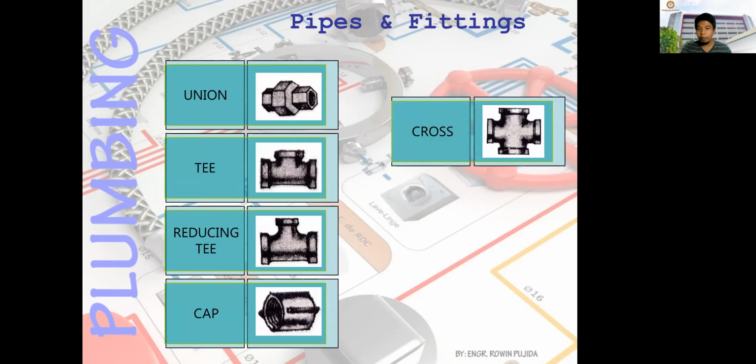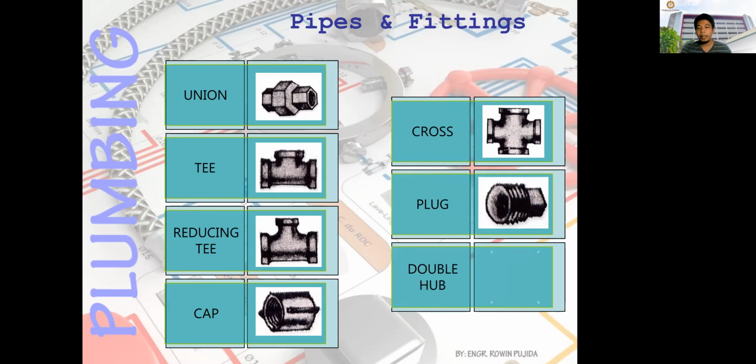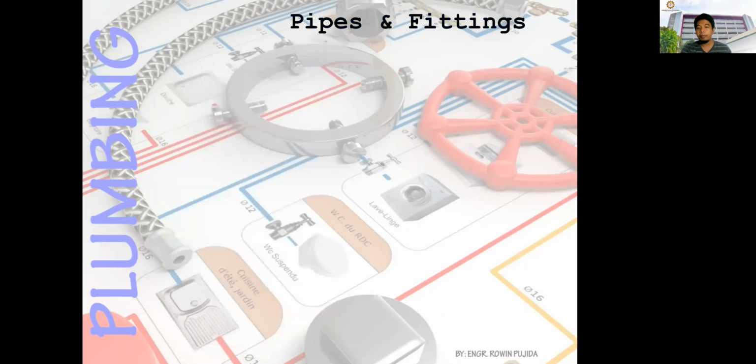Okay. Then you have the cross. For the cross fitting, this is just available for water distribution. In the drainage system, we don't have cross fittings. And then the plug, same usage as the cap. And then you have the double hub.